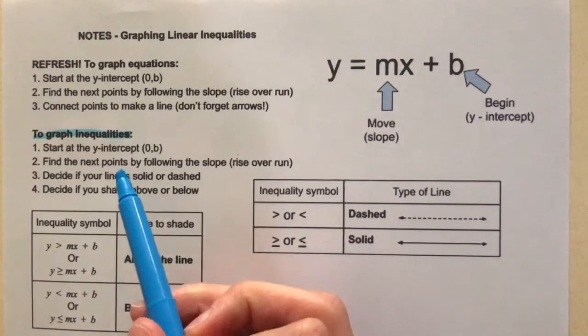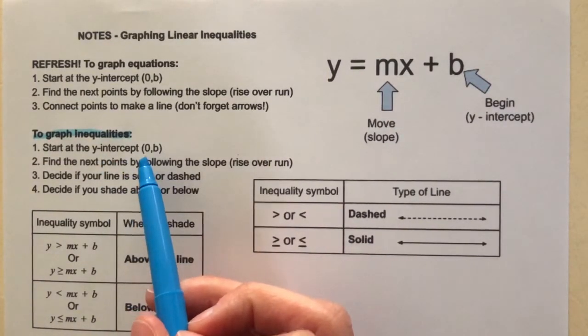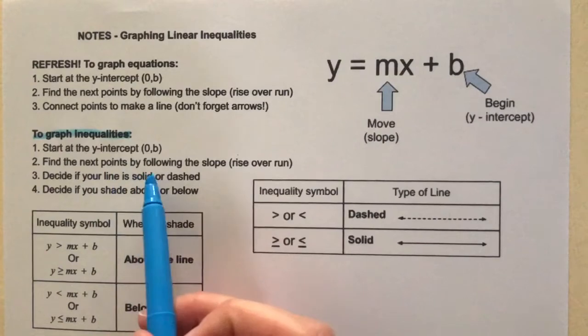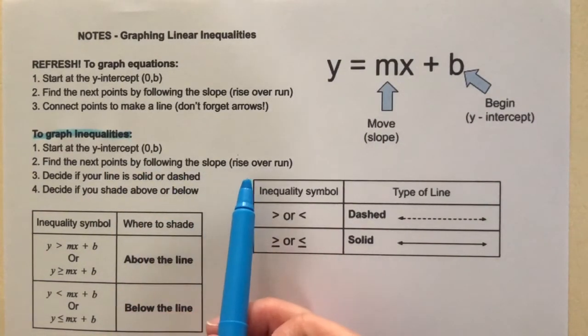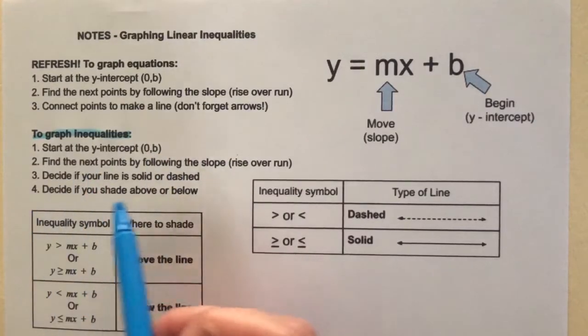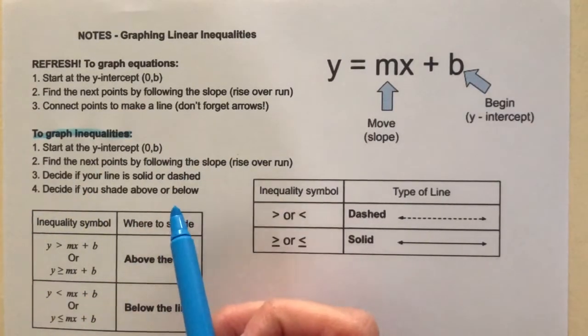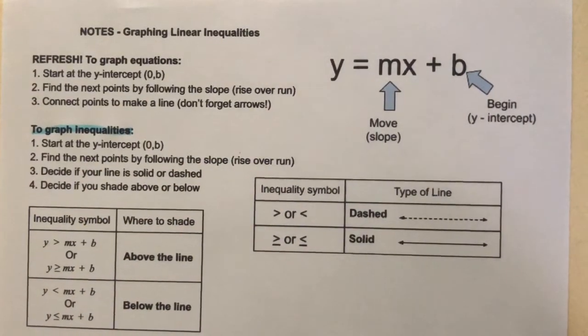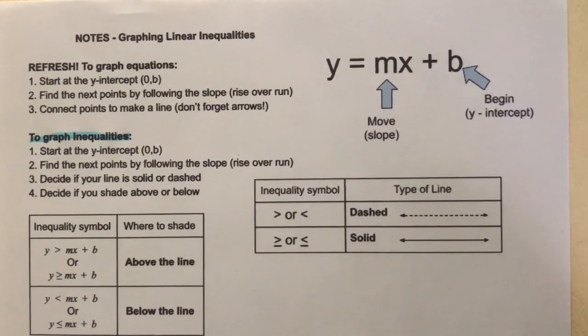You're still going to start at your y-intercept, and then you're going to find your next points by following the slope, your rise over your run. However, instead of just connecting the points, we have two different types of lines that we could be creating. We can either be creating a solid line or a dashed line.